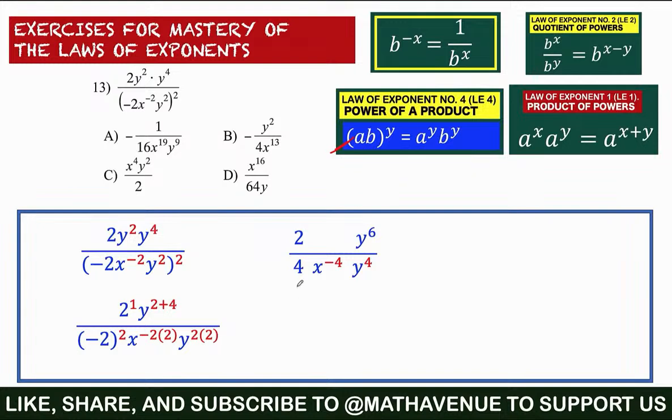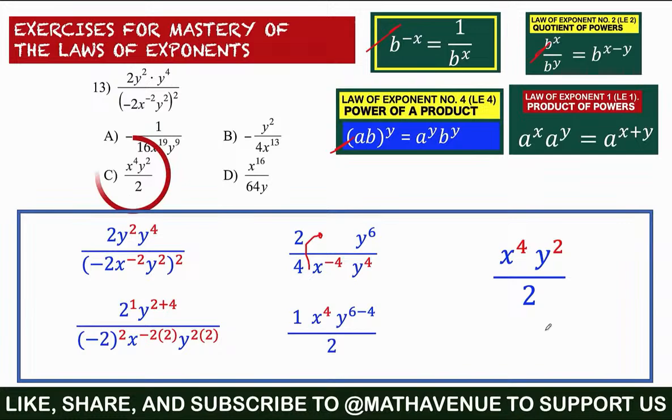Then simplify. Now group together those factors that have the same variables. Turns out y to the 6th and y to the 4th are those 2 factors. Then this x to the negative 4th can be written in positive exponent if we are going to put this in the numerator, applying this law. So this is now the result. We subtract 6 minus 4, applying law of exponent number 2, and 2 over 4 is simplified as 1/2. And simplifying, we now have y to the 4th, y squared, divided by 2, which is letter C.